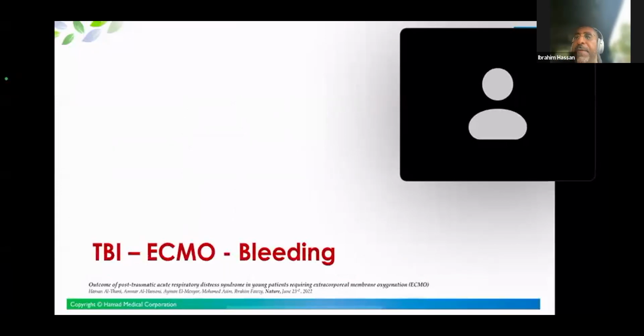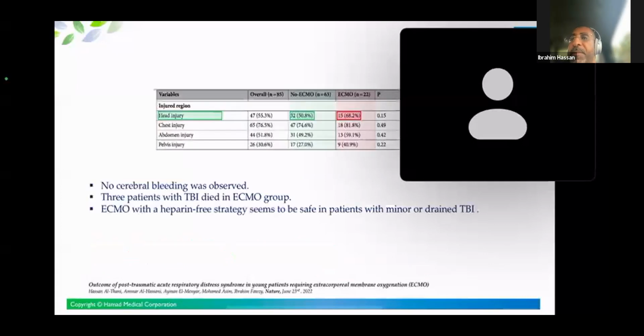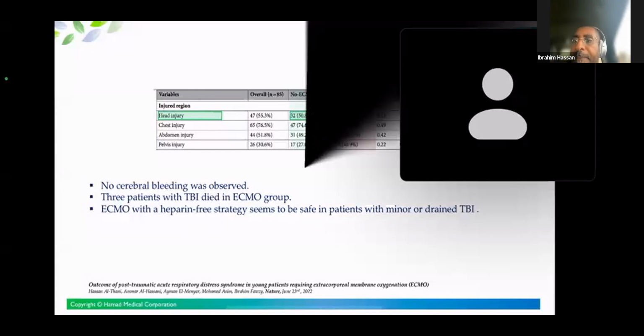important as well. If you go to the bleeding on ECMO, most of these patients, actually, we run a heparin-free circuit. And you can see the number of head injuries in these patients. With ECMO, 68% had traumatic brain injury, but not much cerebral bleeding was observed. 3 patients with traumatic brain injury died in the ECMO group, but it was not the cause of the bleeding. And ECMO with a heparin-free strategy was actually safe as long as there is no active bleeding, obviously, and you drain the TPI. So if there is any drainable bleed, drain and control, then I think ECMO can be utilized.